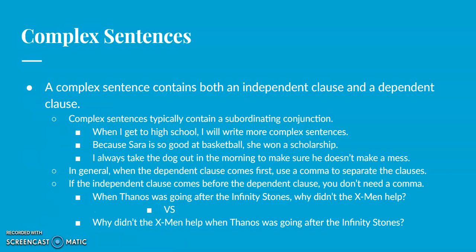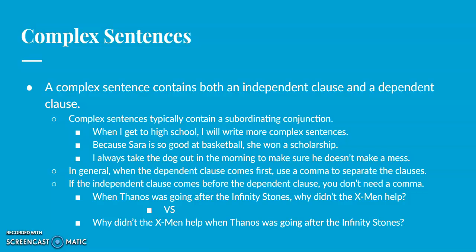A complex sentence contains both an independent clause and a dependent clause. Usually, a complex sentence will use a subordinating conjunction. Take a look at the sentences below. Each has 2 separate clauses, one that can stand independently and one that needs the other to make sense.